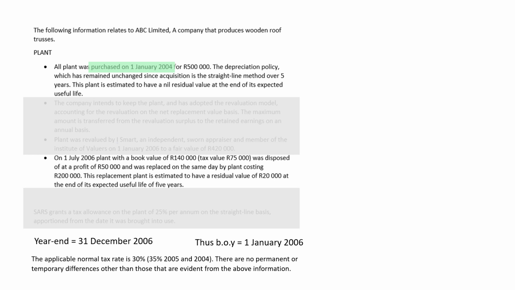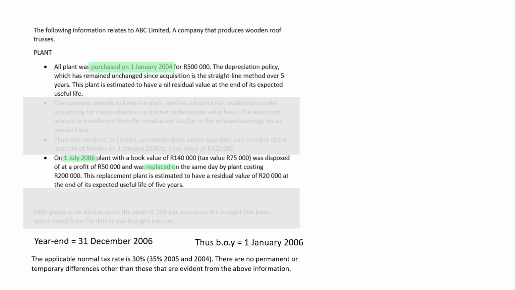On 1 July 06, plant with a book value of 140,000, tax value of 75,000 was disposed of at a profit of 50,000 and was replaced on the same day by plant costing 200,000. This replacement plant is estimated to have a residual value of 20,000 rands at the end of its expected useful life of 5 years. The question also tells us that our year end is 31 December 06. Thus, the beginning of the year is 1 Jan 06.